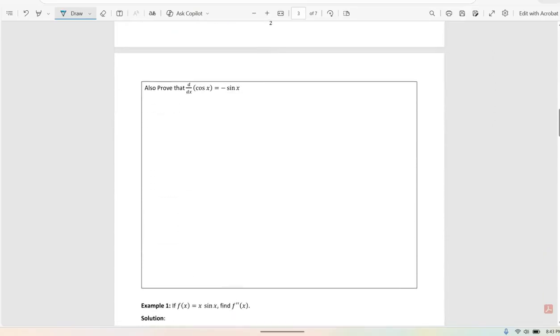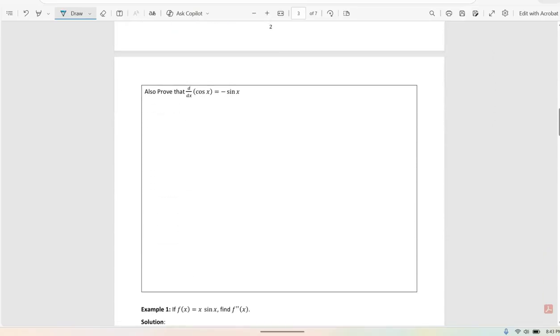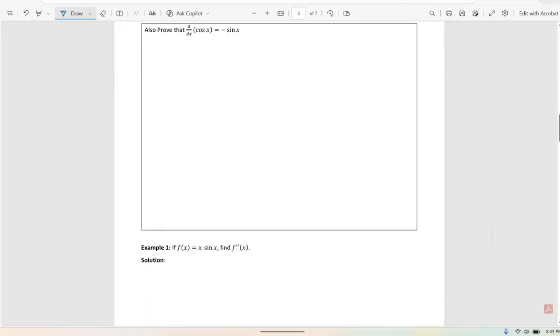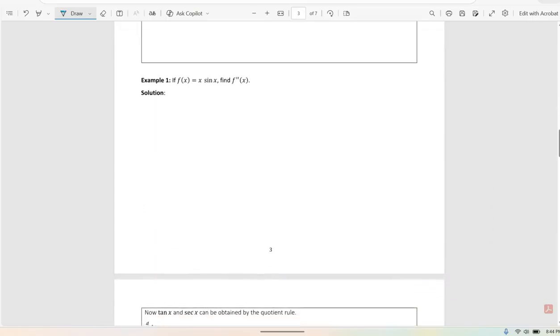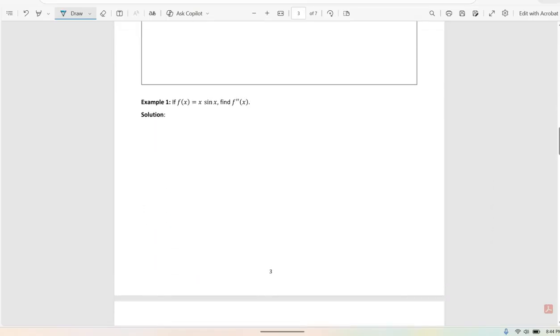The next formula is the derivative of cosine x is negative sine x. So two formulas, please remember: derivative of sine x is cosine x and derivative of cosine x is negative sine x. Okay. Now we're going to try to find some derivative problems using these formulas. Let's see the first one here.